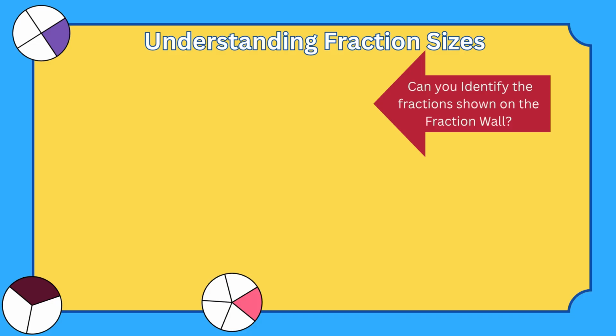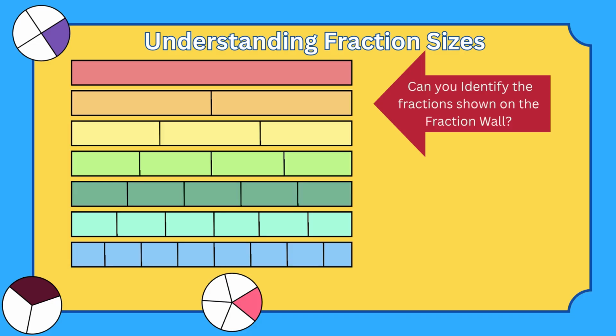Let's take a close look at the fraction wall. Each row shows one whole, but the whole is divided into different numbers of equal parts. Can you find the row where the whole is cut into 2 equal parts? What fraction is each part? Now look at the row with 3 equal parts. What fraction does each part show? Find the row where the whole is cut into 6 equal parts. What fraction is each part?